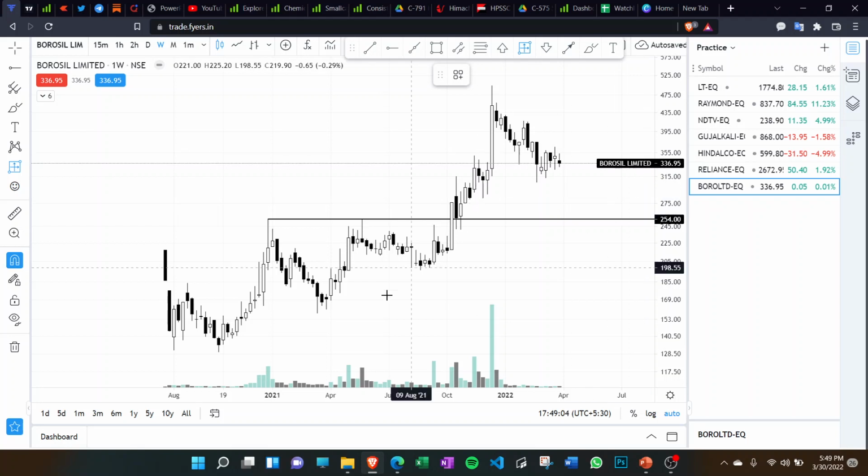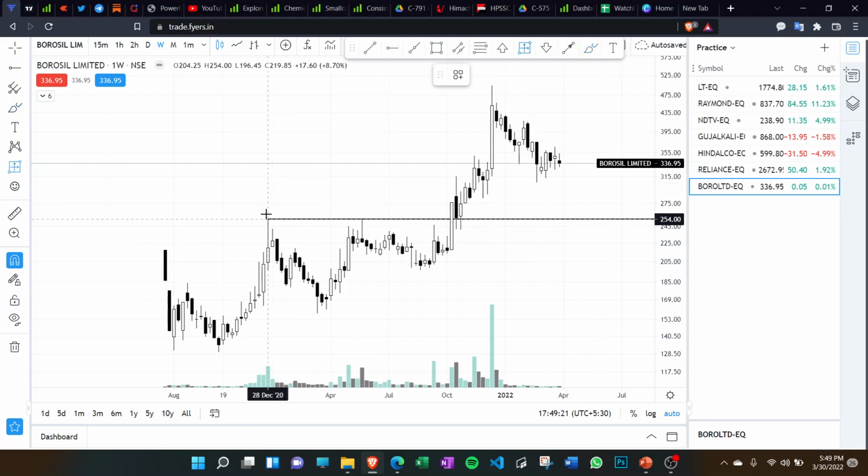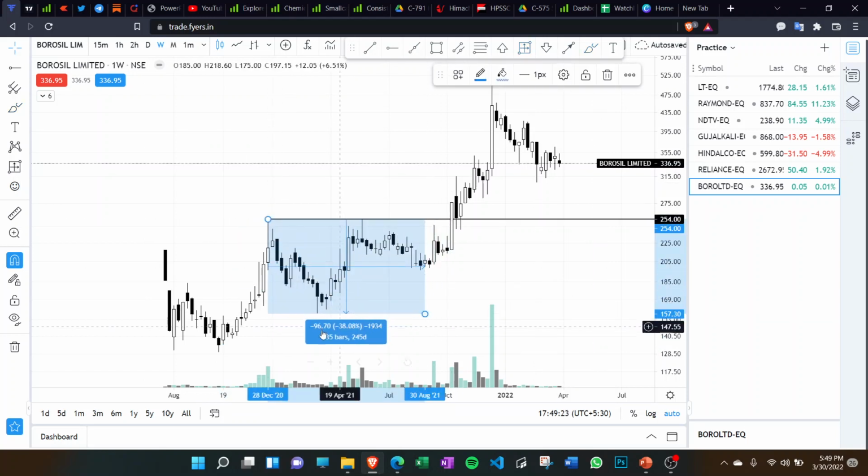So as you can see here, the price after a decent run up, from around 135 rupees to around 254 rupees, almost a 100% gain, retraced and came back around 38%. Although I said that ideally it should be in the range of 15 to 30 to 33%, sometimes stocks can fall more and again come back, as you can see here.